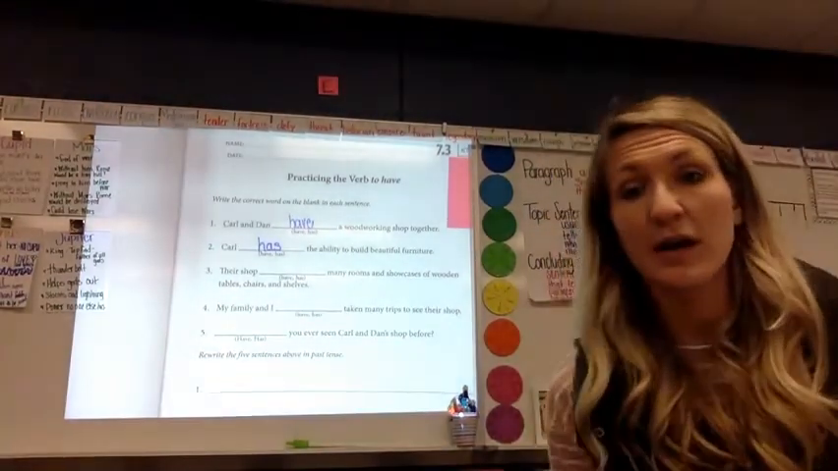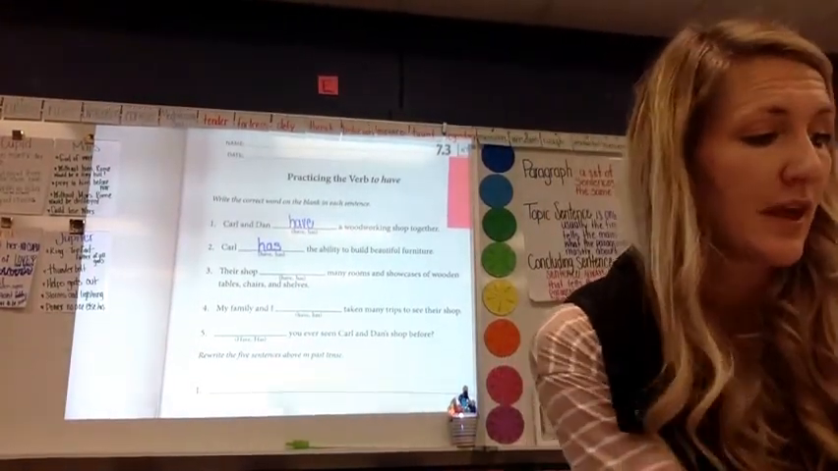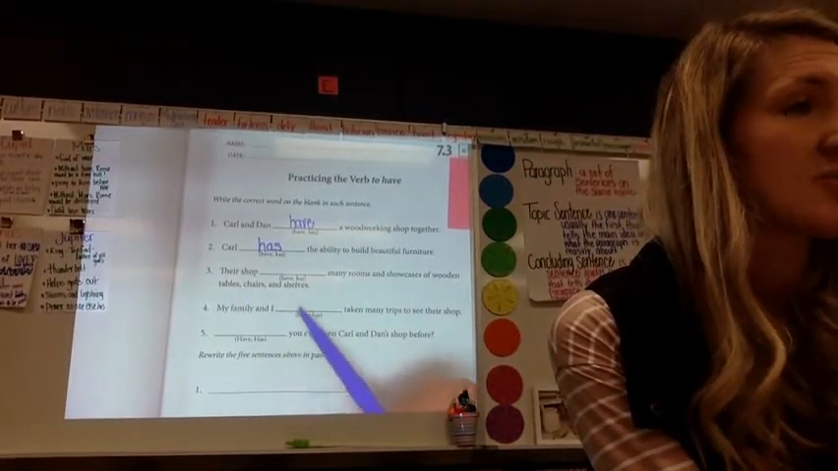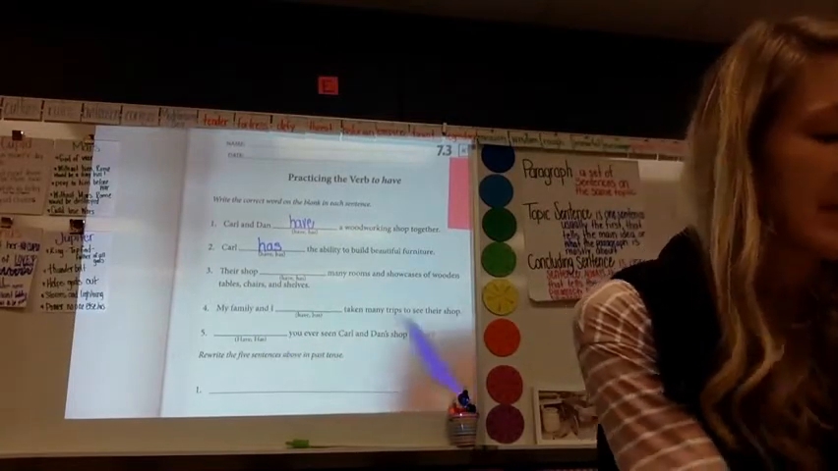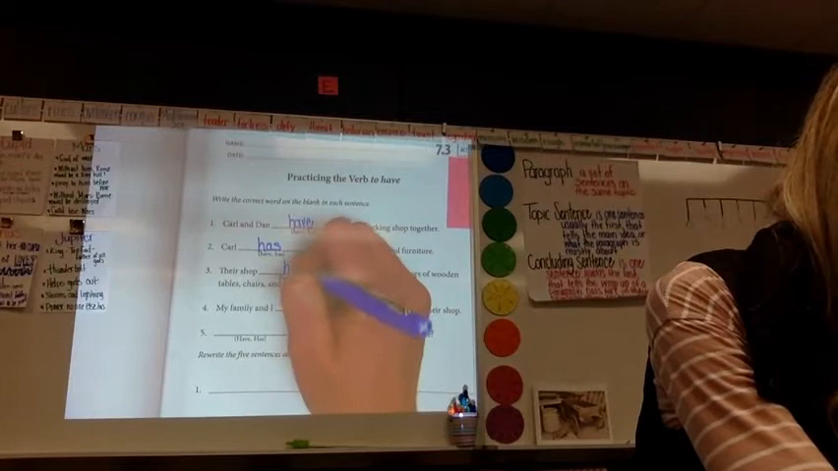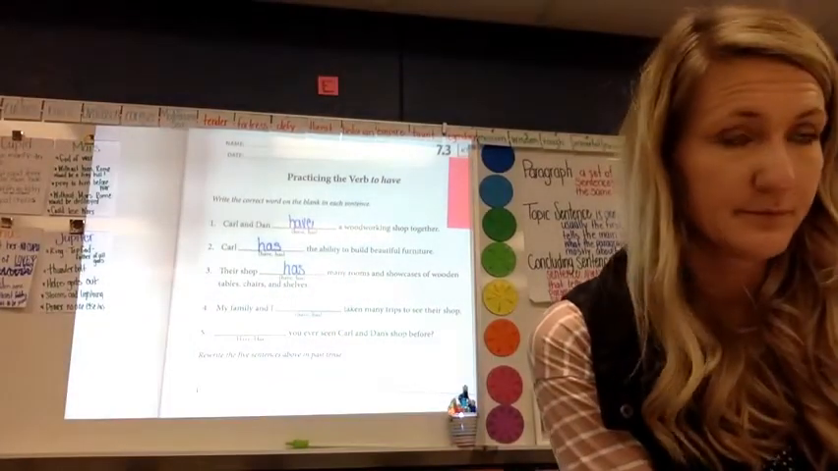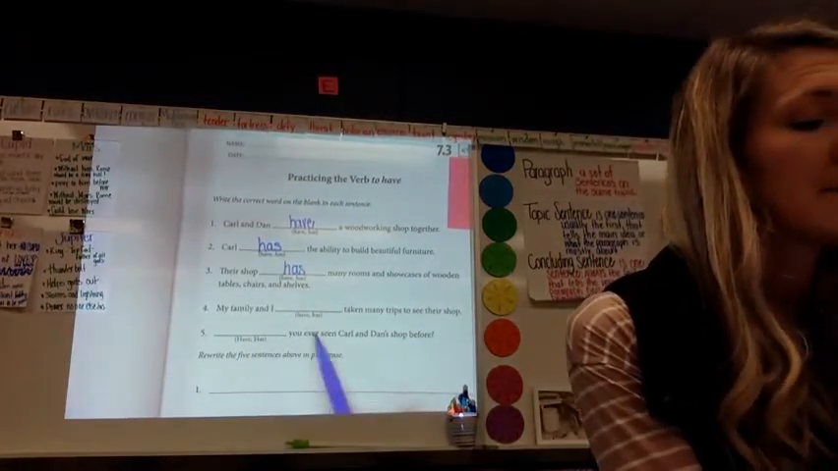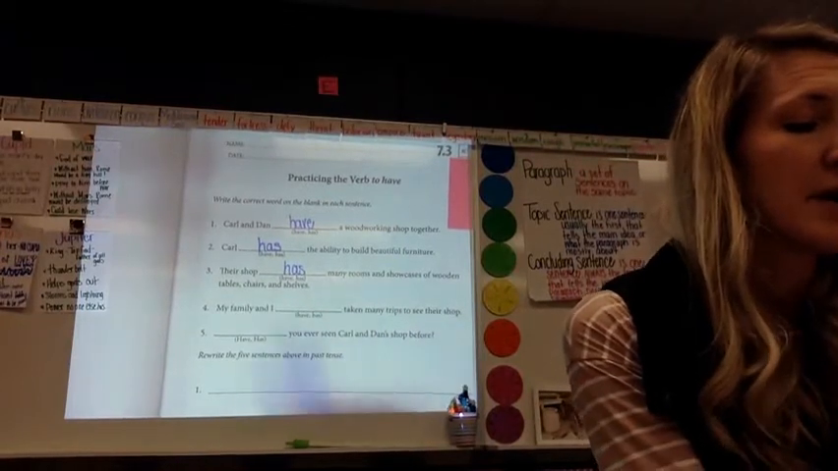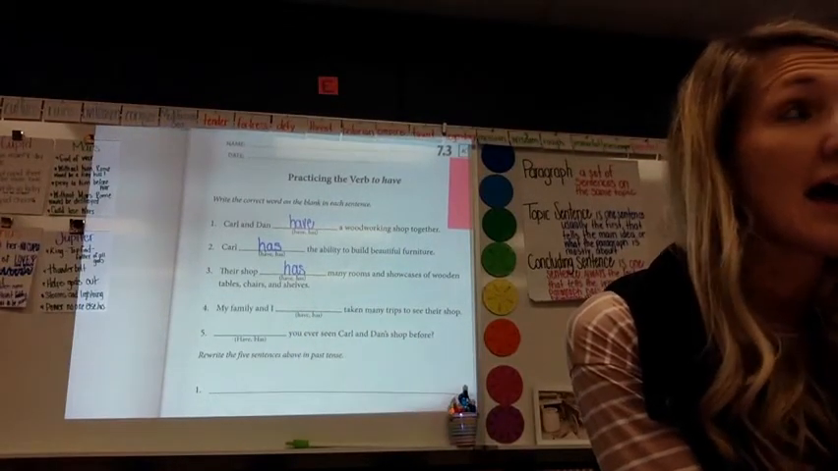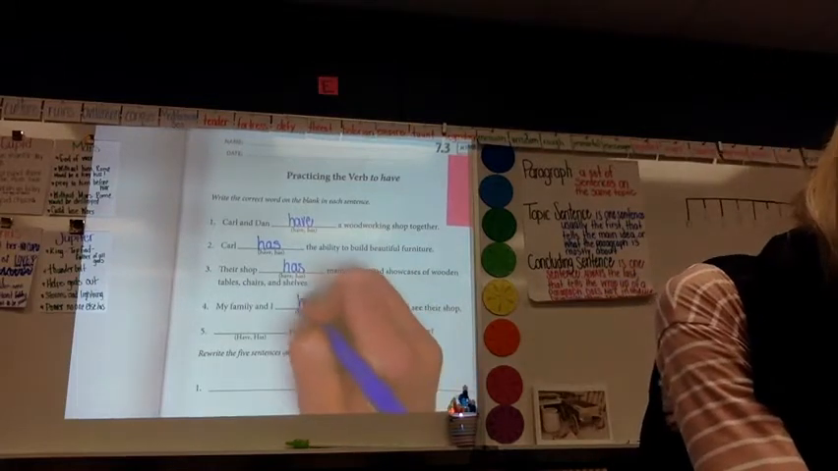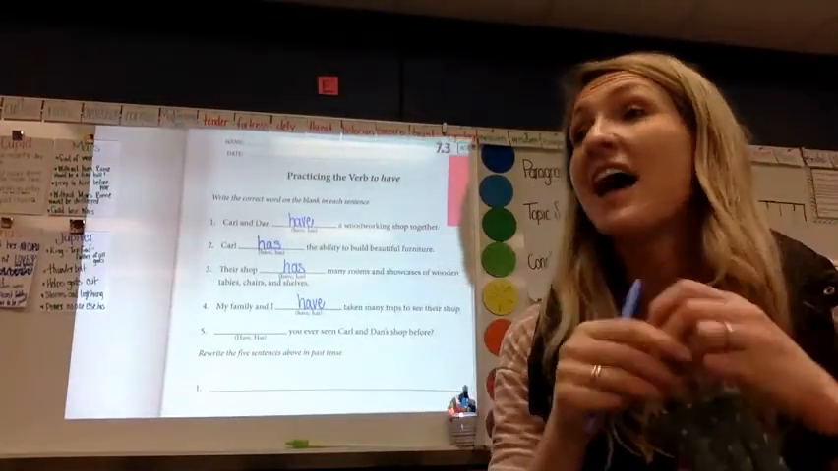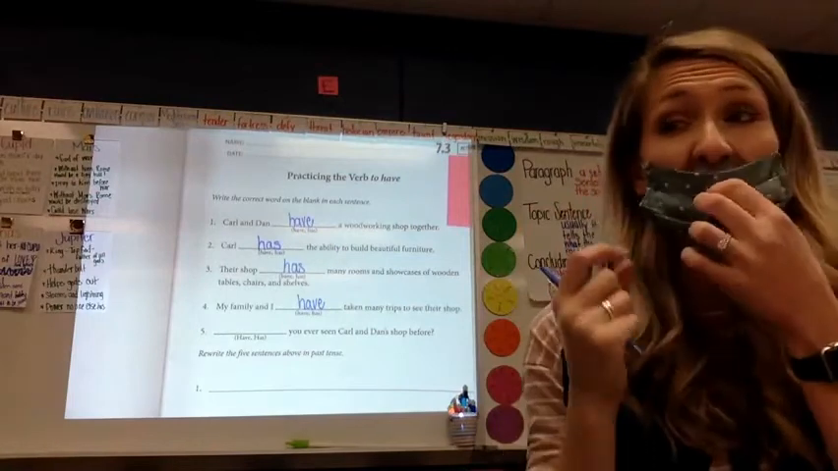Just listening, a lot of you are able to figure out very quickly what it should be. There blank many rooms and showcases of wooden tables, chairs, and shelves. Their shop has. Very good. Thank you for not working ahead. My family and I blank taken many trips to see their shop. My family and I have. Both of them start with ha. Has and have. Both start with the ha.